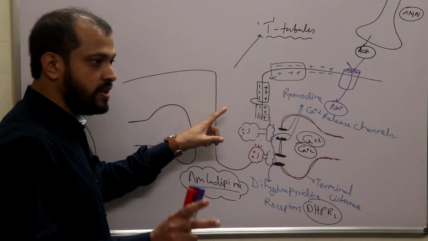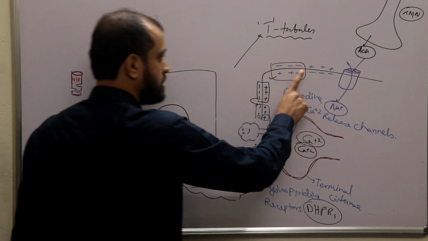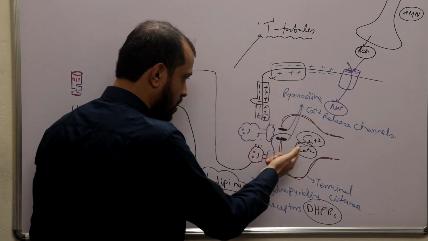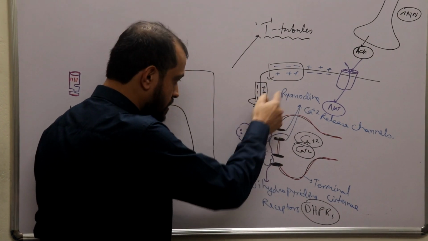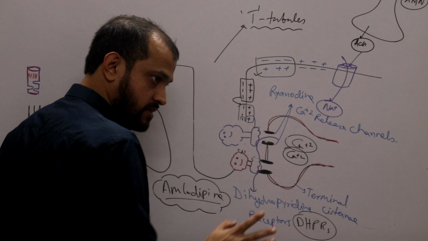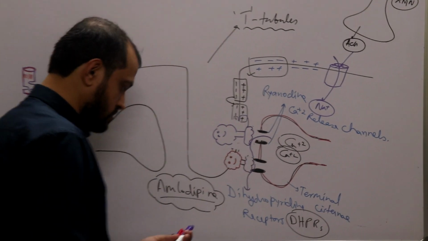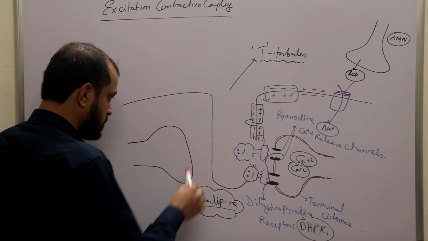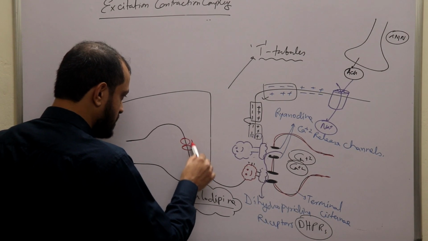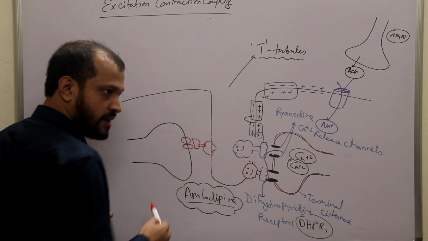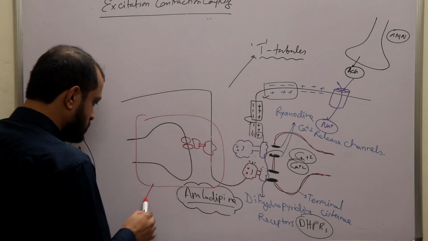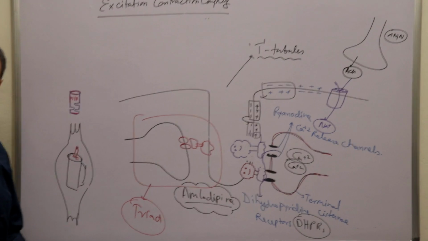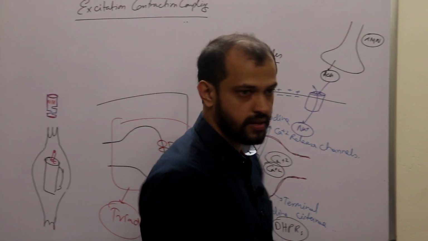Now, we have discussed how action potential invasion leads to calcium release in the T tubule. Now listen with all your attention. This is the T tubule. This is the terminal cisternae, okay? And here is the calcium release channel, and here is the dihydropyridine receptor. This whole unit is called a triad. This is a triad, okay?